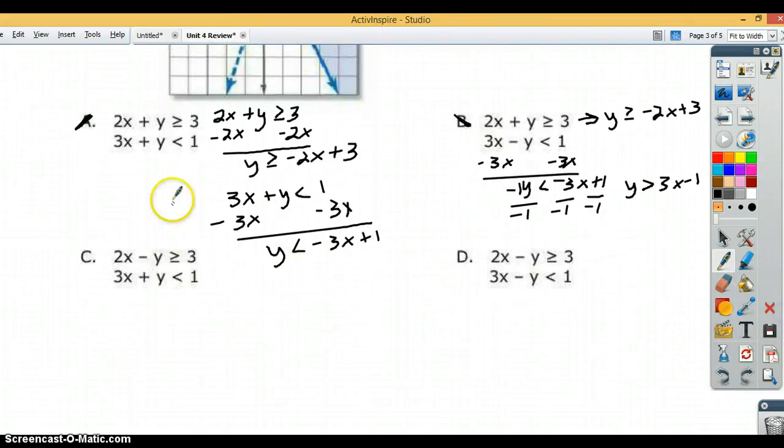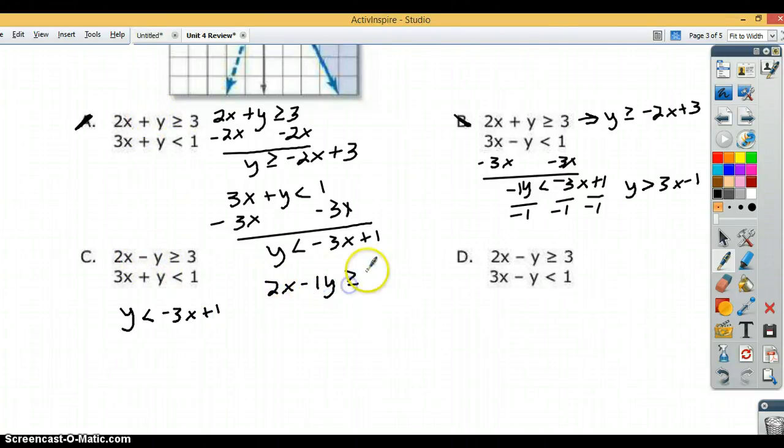Now, this one is the same as that one, so we're going to keep that. So y is less than negative 3x plus 1. This one's different from this one because of the minus. So we have 2x minus 1y is greater than or equal to 3.